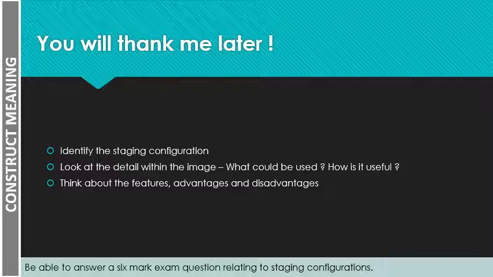Somewhere I have to identify. I really need to look at the detail within the image, what could be used and how it could be useful for my performance text Missing Dan Nolan. And I should really think about what I know about the features, the advantages and disadvantages of that configuration.